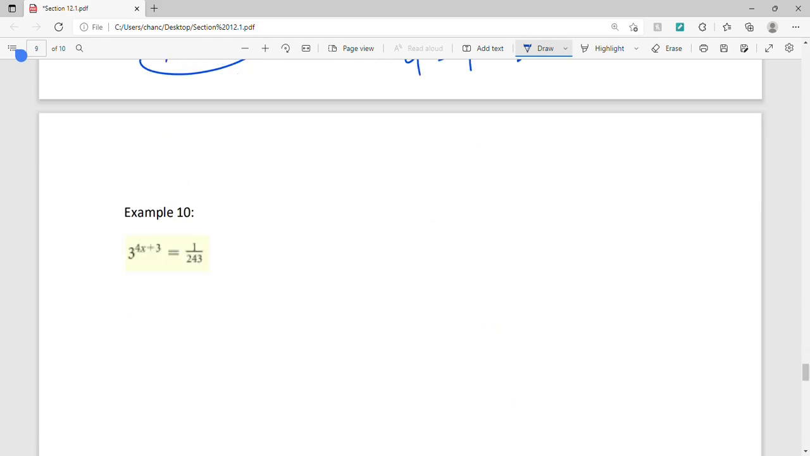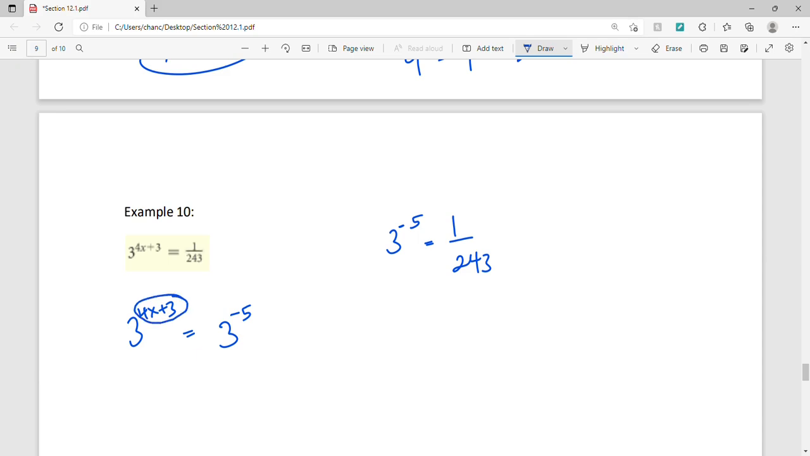In example 10, we have 3 raised to the 4x plus 3 equals 1 over 243. I know I have to have a negative exponent, and so if you check 3 raised to the negative 5 is going to give us 1 over 243. And that's by guessing and checking with a calculator. So I'll substitute here a negative 5. So 3 to the negative 5th is exactly 1 over 243.